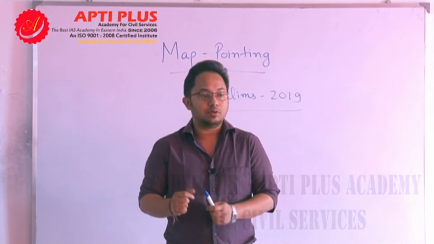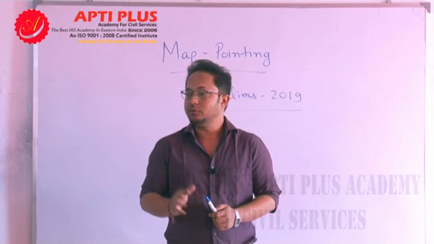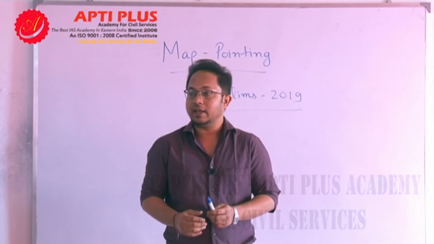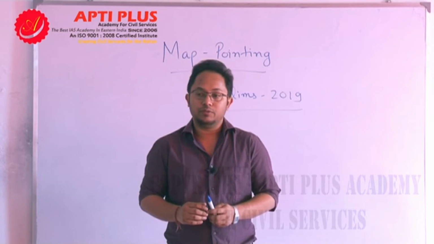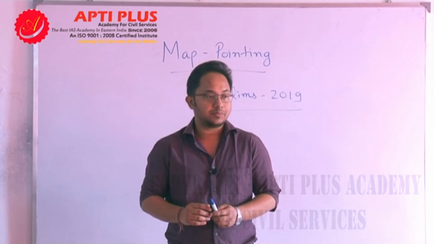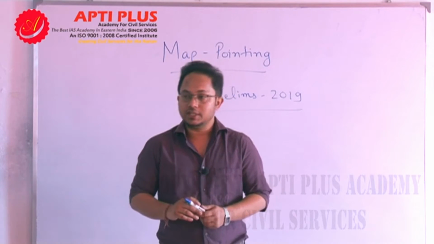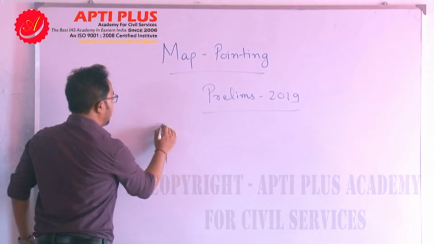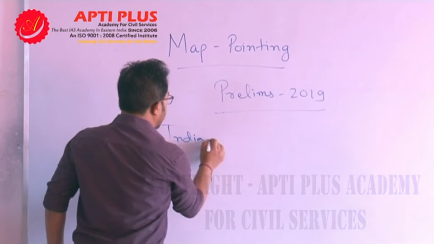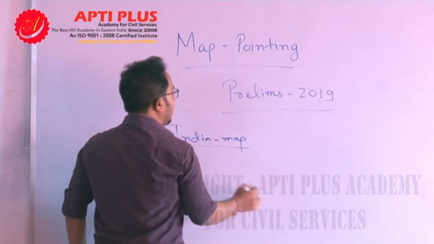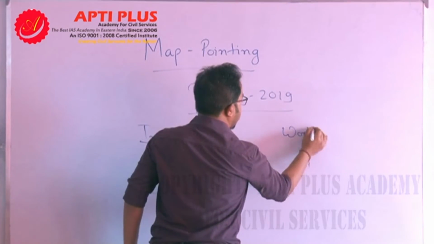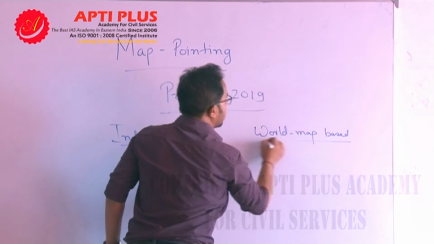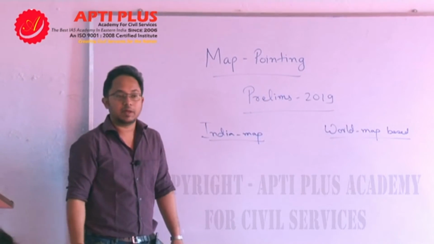And at the same time, today we will try to look at those places, at least some of those places which were in the news, and how we can analyze those places from the point of view of attempting the questions of prelims. If you look at the type of questions which come in prelims, we have two types of questions. One is which is India map based. This is one. The other is of course the world map based questions. So these are the two types of questions that we usually get to see, India and world map based.